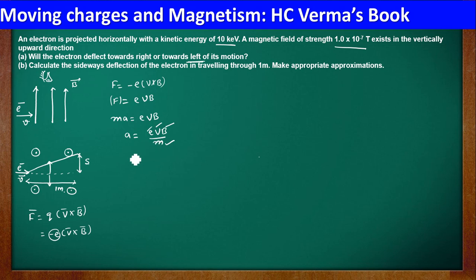Now since acceleration is constant, we can use equations of motion. Any equation: v is equal to u plus at, s is equal to ut plus half at square, or v square minus u square is equal to 2as. Any equation you can use. Very good. So you need to find s now. Let us use s is equal to ut plus half at square.